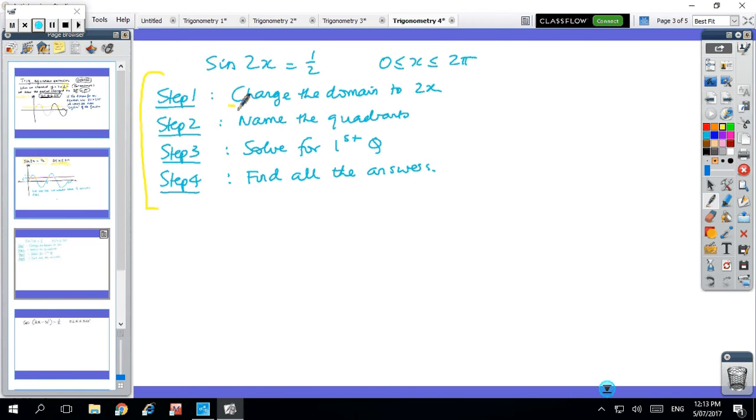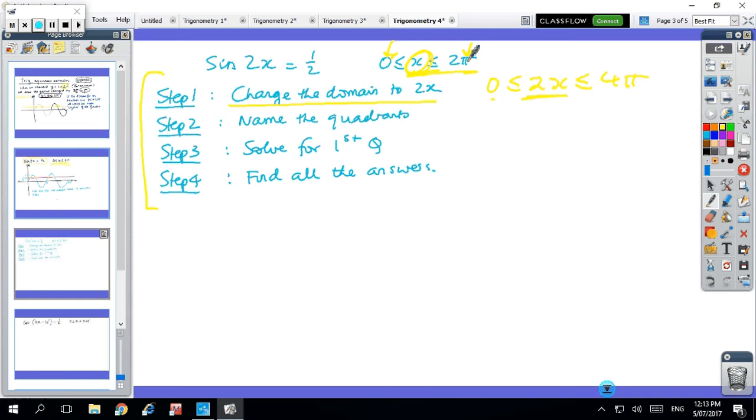Okay, so the first thing you do, you change the domain. Instead of having x in the middle, we're going to change the domain to 2x. So first step is 0 less than or equal to 2x less than or equal to 4 pi. So x is between 0 and 2 pi, but 2x is between 0 and 4 pi. So I've just doubled both numbers.